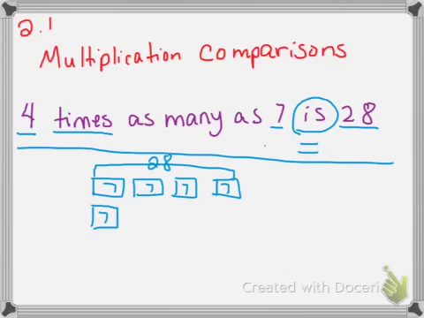So, gotta be able to write that up there. 4 sevens is 28. So we're going to be using a model that looks something like this, a comparison model. There's not going to be anything else to it besides just what's in the math problem. And again, the multiplication problem that is listed here is 4 times 7 equals 28.